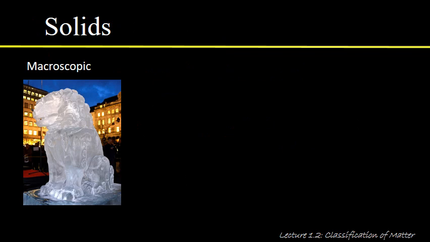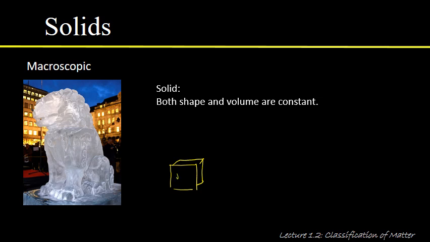Okay, so let's look at solid to start with, right? The simple definition of a solid is it's something that retains both the volume and the shape. So if you have a hunk of iron, right, and then you put it in a beaker, it's still going to have the same size and shape, right? It's not going to change based on what you put it in.